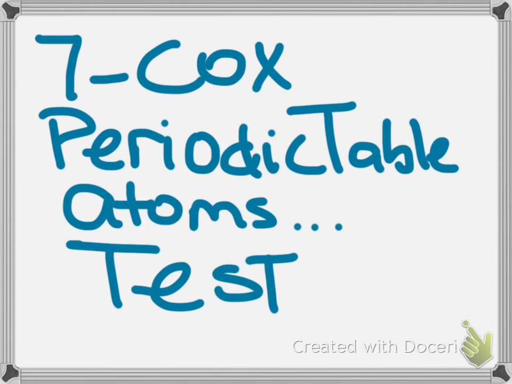Number 29. The atomic number is A. 39, B. 20, C. 19. Number 30. The amount of neutrons is A. 39, B. 20, C. 19.